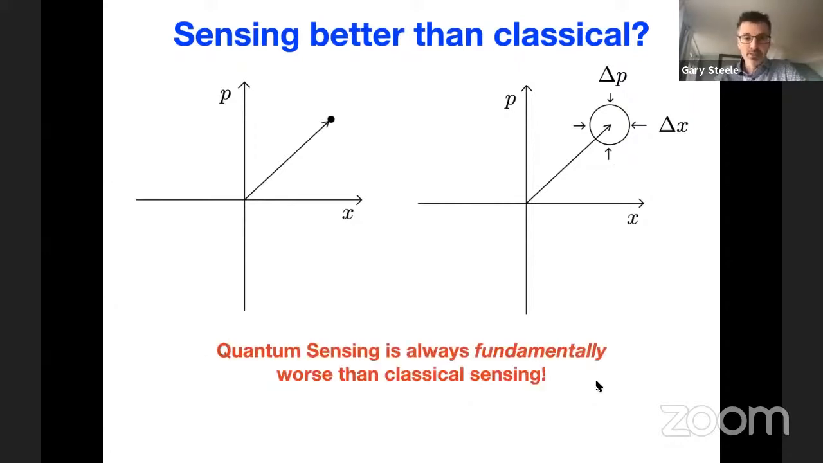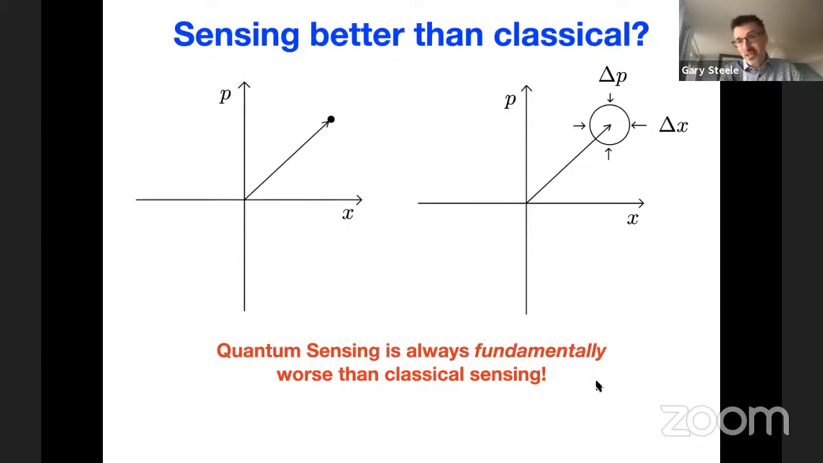And so, if I want to measure the position of the particle, then it seems that the fact that the Heisenberg uncertainty principle places some limit on this means that quantum sensing will fundamentally always be worse than sensing in the classical limit. There's no way to do better than classical sensing, because there's no limit on how accurately you can sense.